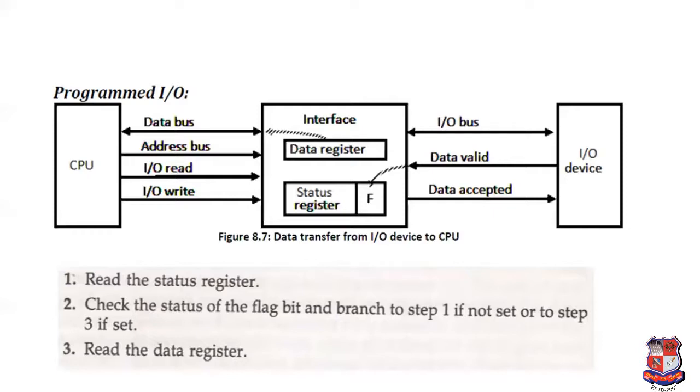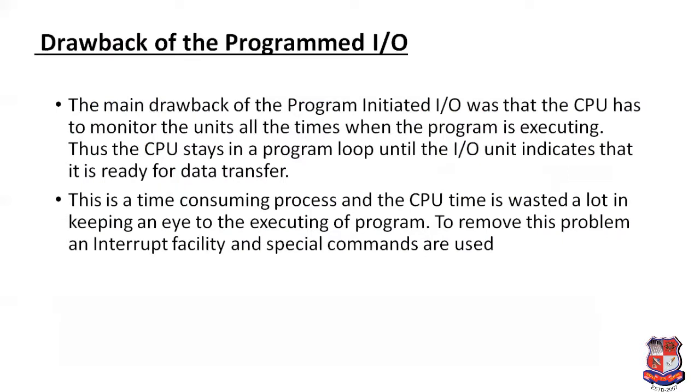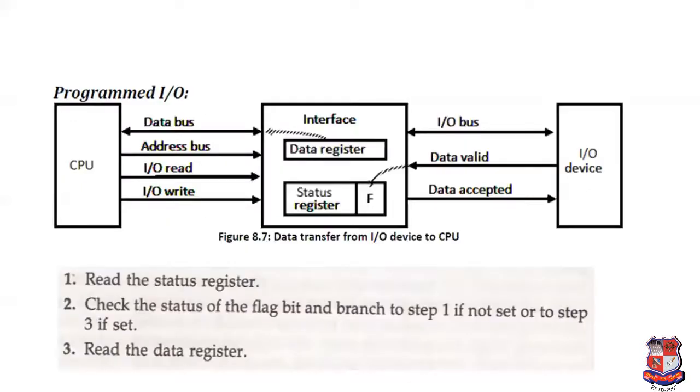Here, the CPU and the I/O devices are connected with an interface, where the interface has its data register and the status register with the flag bit. The CPU is connected to the interface via two buses, the data bus and the address bus. There can be two types of data transmission between CPU and interface in programmed I/O, that are I/O read and I/O write. Also, I/O devices and the interface are connected using the signals data accepted, data valid, and the I/O bus.